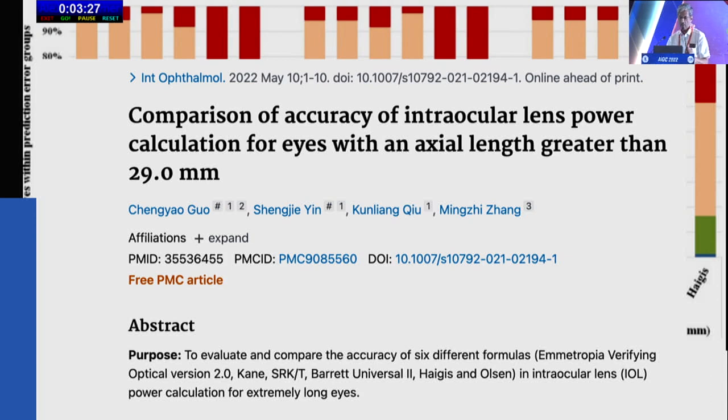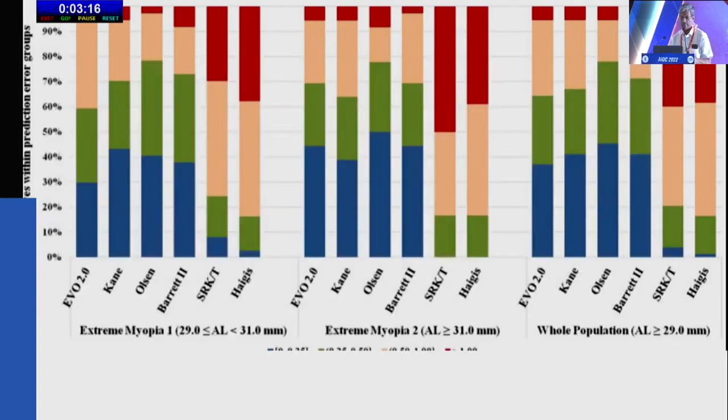Here is a nice review article comparing the accuracy of several formulas for eyes with extreme axial myopia, that is more than 29 millimeters and more than 31 millimeters. On the left, you have extreme myopia more than 29. In the center, you have extreme myopia with axial length more than 31. And you can see some of the best are EVO, KANE, Olsen, and Barrett's. These are still far better than SRK/T and Haigis. I hope this presentation pushes you to stop using SRK/T and Haigis for these very long axial myopia eyes and start using KANE, EVO, Olsen, and Barrett's Universal 2.